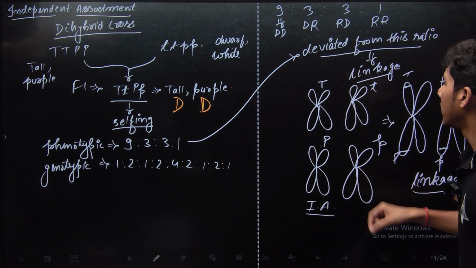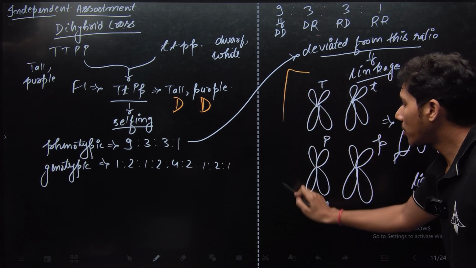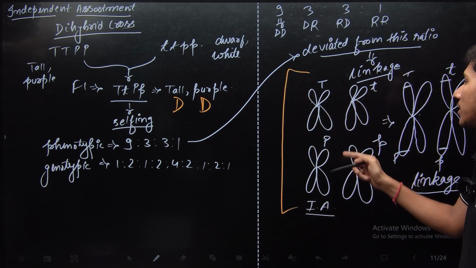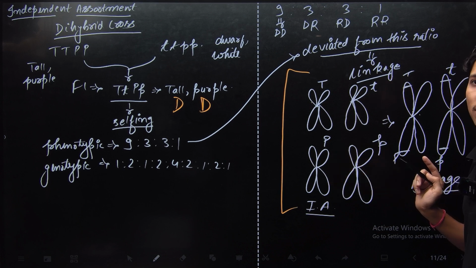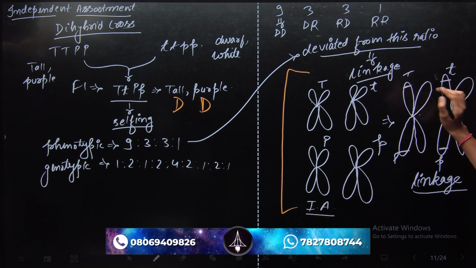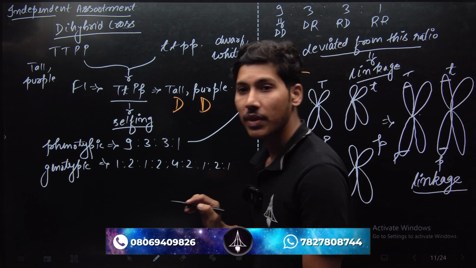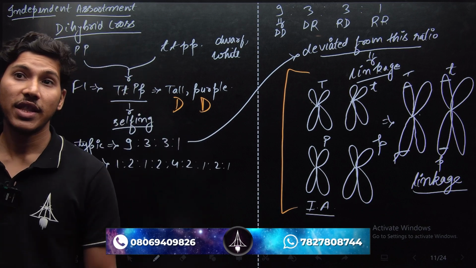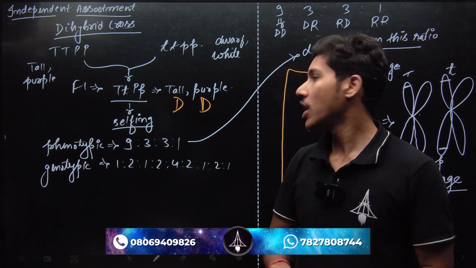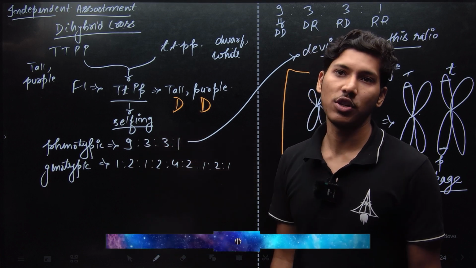They are linked. So for independent assortment to happen, the genes of both the characters should be present on different chromosomes. But if they are linked, which means that the genes for the characters are present on the same chromosome, then they are linked genes. And in case of linkage, your F2 ratio will always deviate from these two ratios.